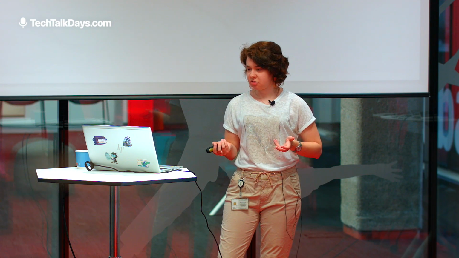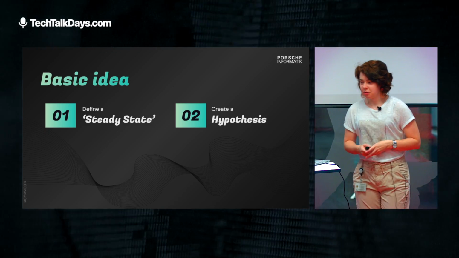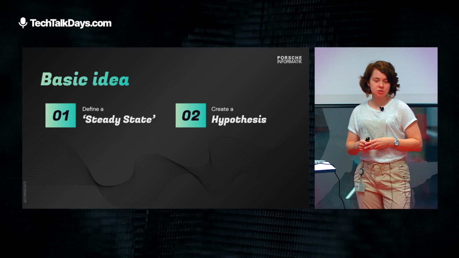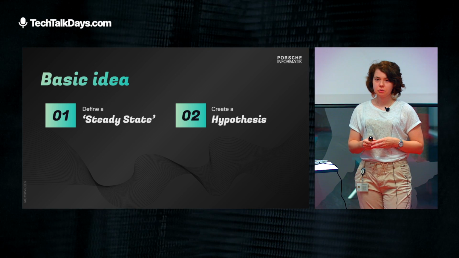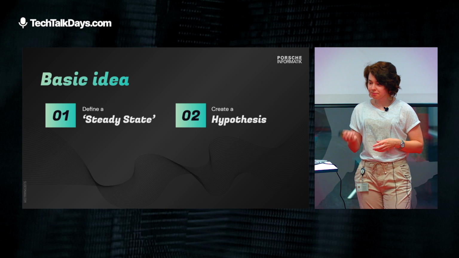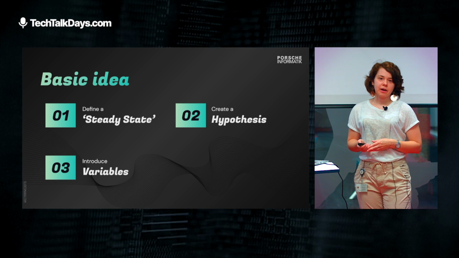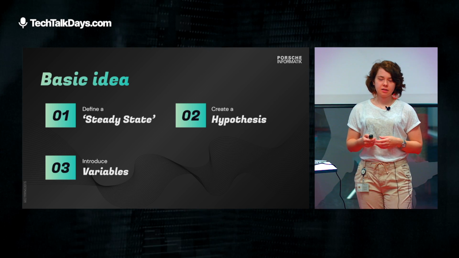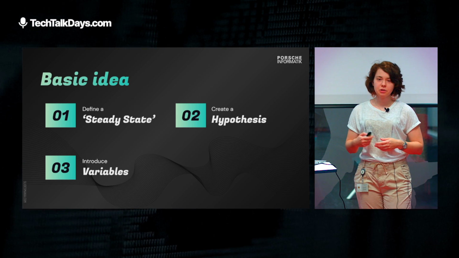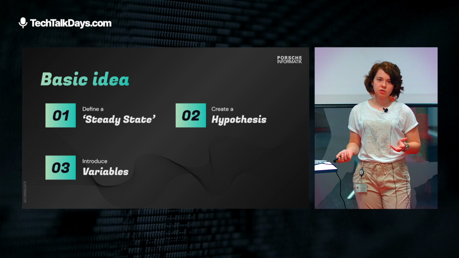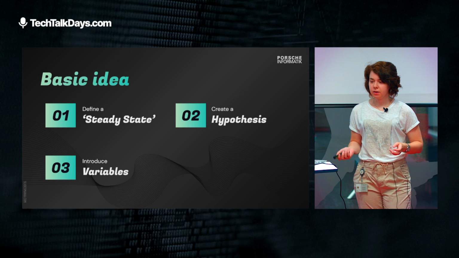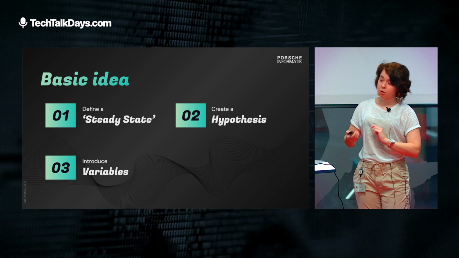Wait, that just spoiled point 4. Oh well, whatever. Just forget what you just heard. Anyway, you create this hypothesis that no matter what you do, these two groups will remain the same. Then you introduce variables. These variables are, as I already mentioned, real-life events such as server outages, hardware failures, and so on. And I already spoiled it.